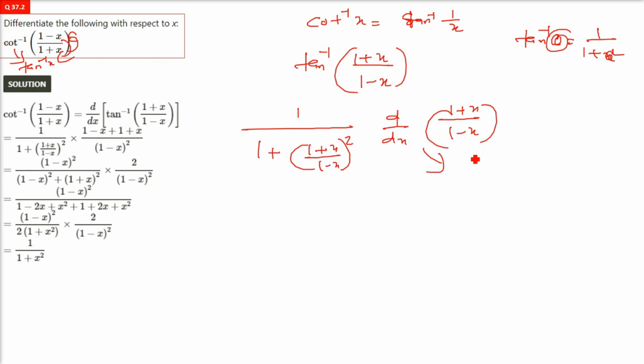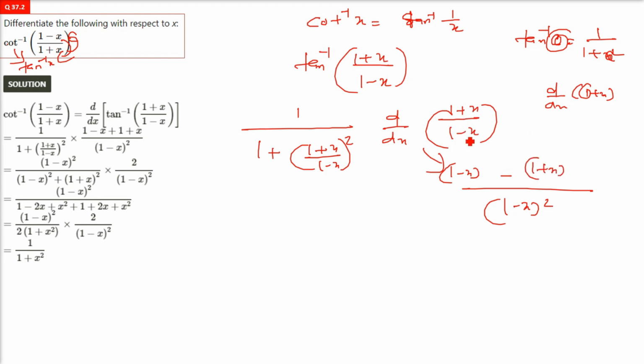So let us do the differentiation of the second one. d by dx of 1 plus x by 1 minus x. So 1 minus x whole square in the denominator. I'm using the quotient rule here. 1 minus x will be here. d by dx of 1 plus x: 1 will be 0, x will be 1. So 1 only. Minus 1 plus x will come outside.